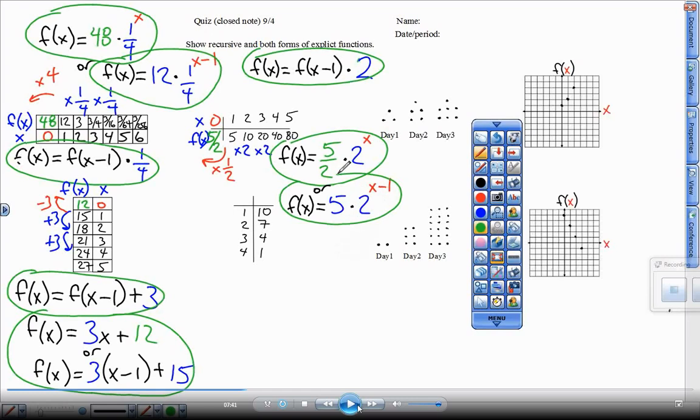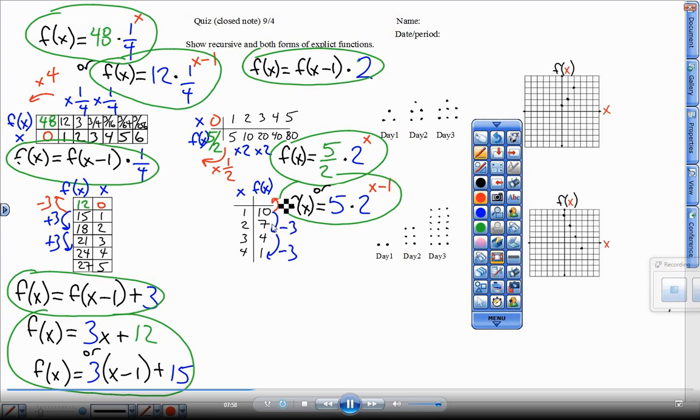Next problem. This one, again, noticing that these are my x numbers, these are my y or f of x numbers, which means I'm focusing on these. Going down by 3.